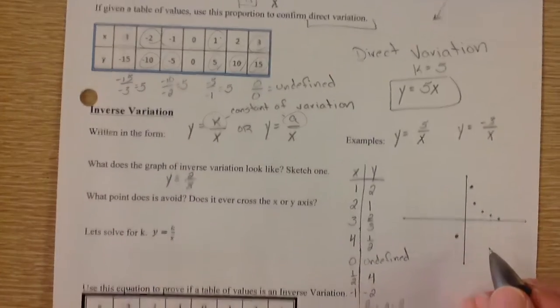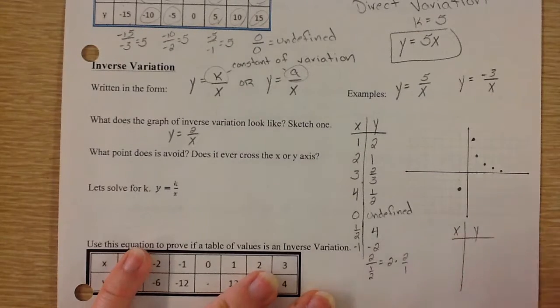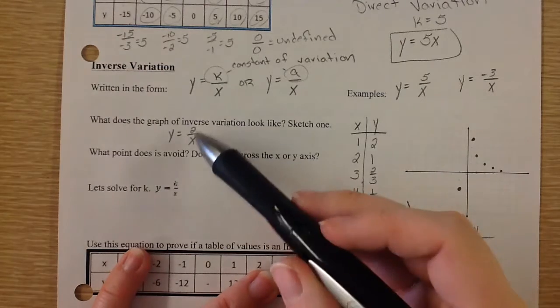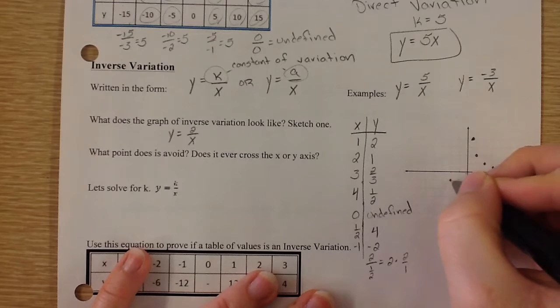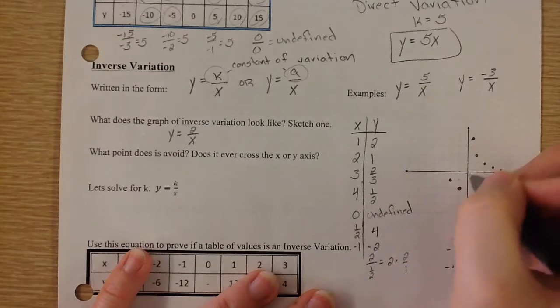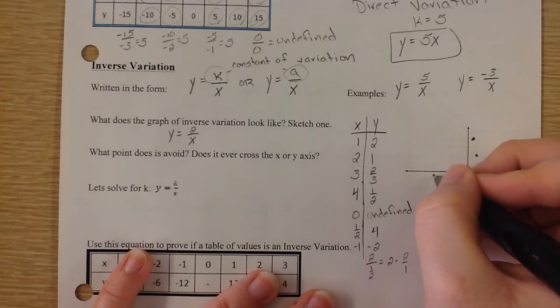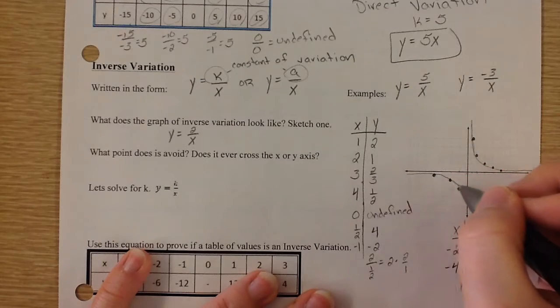Okay, let's put some more negatives into that. So here, more of the xy table. Let's put in a negative 2. 2 divided by negative 2 is negative 1. So negative 2, negative 1. Let's put in a negative 4. 2 divided by negative 4 is negative 1/2. Negative 4, negative 1/2. Okay, so it looks like we're going to get something that looks like this.